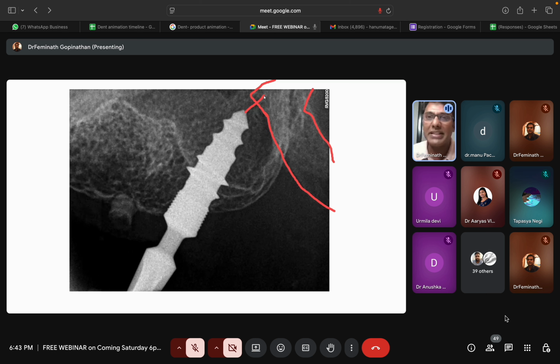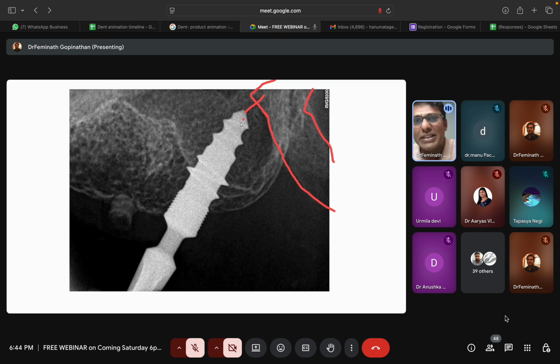This was taken just before, just to reconfirm, because I was getting a lot of resistance, a lot of torque when I was placing these implants. So I just wanted to confirm whether I have already reached the pterygoid plate. Hope this is very clear. So it's very safe. You place it.